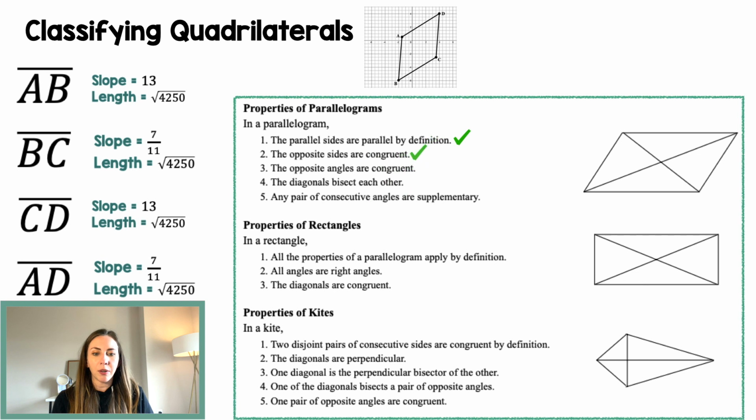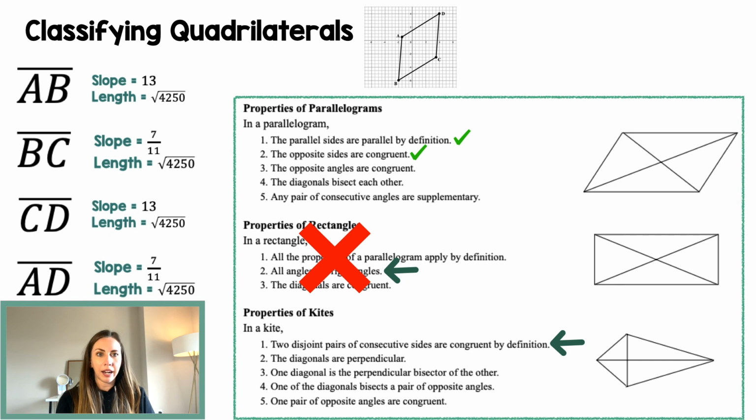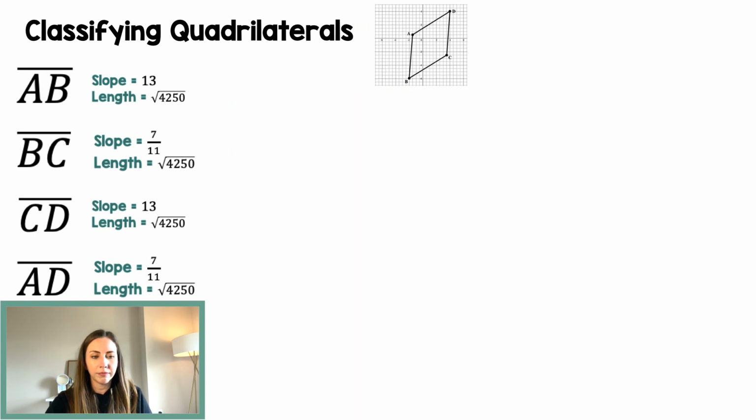Well, all of our sides are congruent, so yes, I can safely say that this is a parallelogram based on the fact that all of the sides are congruent, the opposite sides are congruent, the opposite sides are parallel. Moving down to a rectangle, it does say that all angles would have to be right angles. And in kites, it says the disjoint pair of consecutive sides are congruent. Just looking at this, it's not a rectangle, and it's probably not a kite either. We can look at that when it comes to the diagonals, but I'm telling you, it's not right.